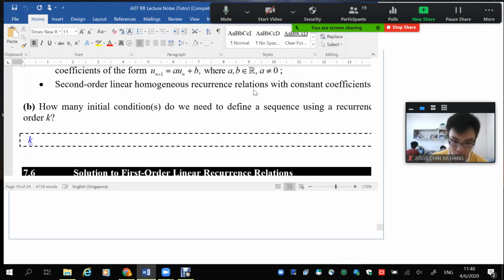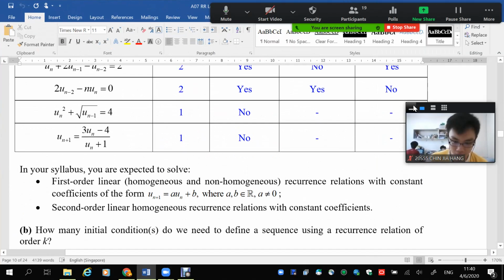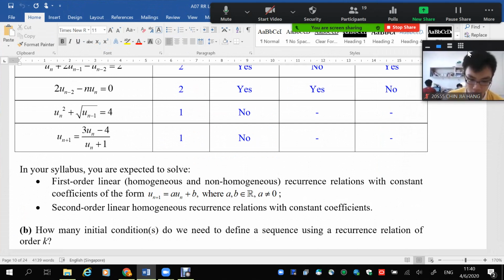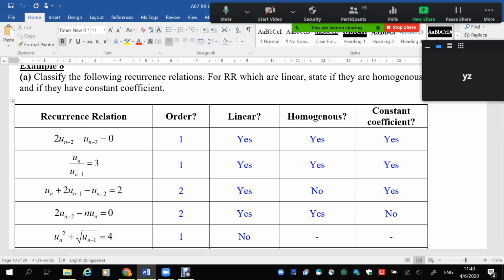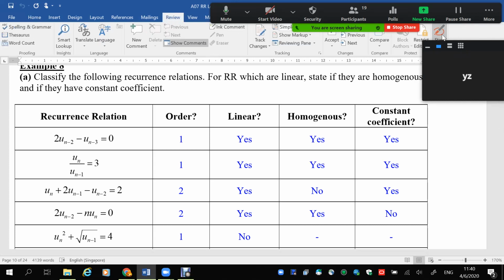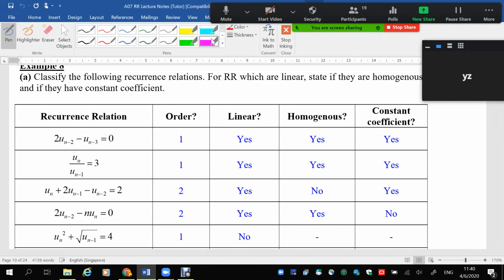Okay, before we actually begin, let me just recap with you. Can you all still remember the meaning of a linear recurrence relation, the meaning of a homogeneous linear relation? How about the order of your linear recurrence relation? Got how many terms?